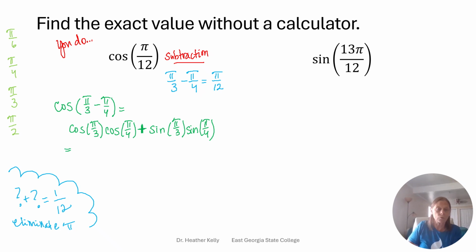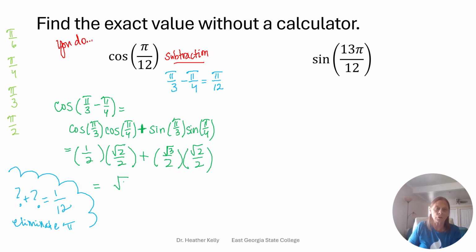Cosine of pi over 3 is 1/2 times the cosine of pi over 4, root 2 over 2. This time plus sine of pi over 3 is root 3 over 2, times sine of pi over 4, root 2 over 2. You might be like, this is the same problem. No, it's still not, because this is root 2 plus root 6 over 4. The last one was minus.